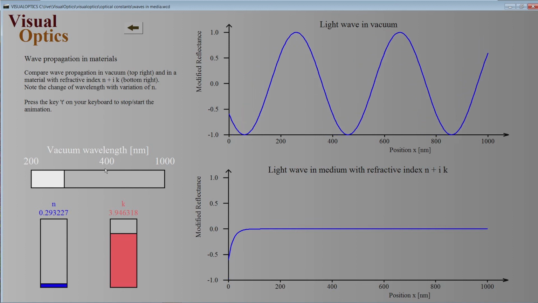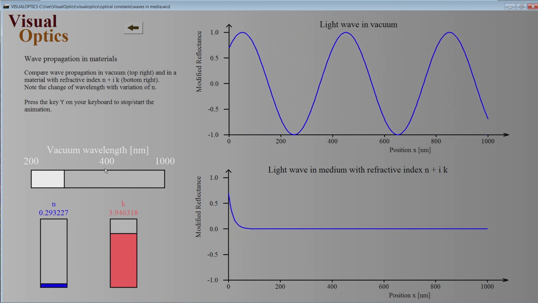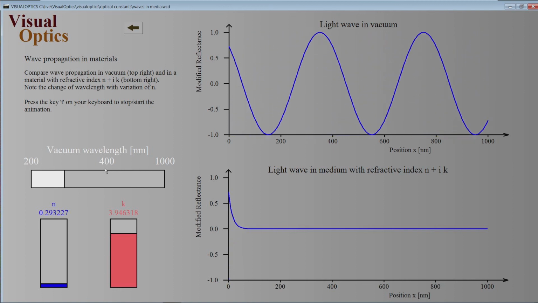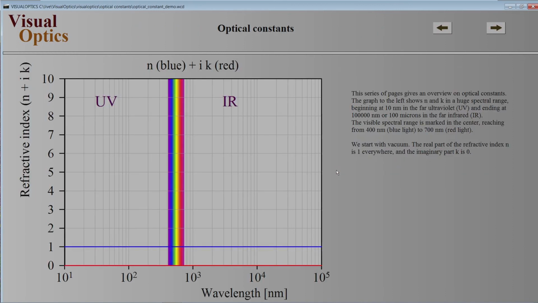In the next section I will show you the complete wavelength behavior for the refractive index, which is of course what we see in spectroscopy. We're looking at many wavelengths at the same time. Here I show you typical excitations in materials in a huge spectral range.